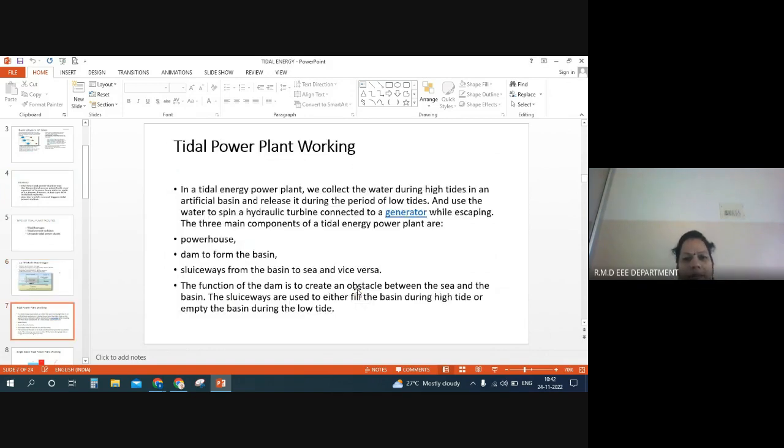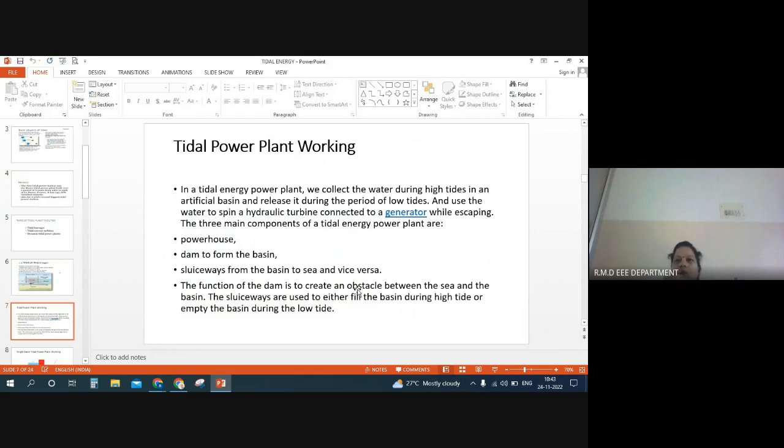And how does the tidal power plant work? In a tidal energy power plant, basically water is collected during high tides in an artificial basin, and the same water is released during the period of the low tide. This is the basic concept of a tidal power plant. The water released is used to spin a hydraulic turbine, which is coupled to a generator. While the water passes through the turbine, it runs the generator, thereby converting the mechanical energy to electrical energy.